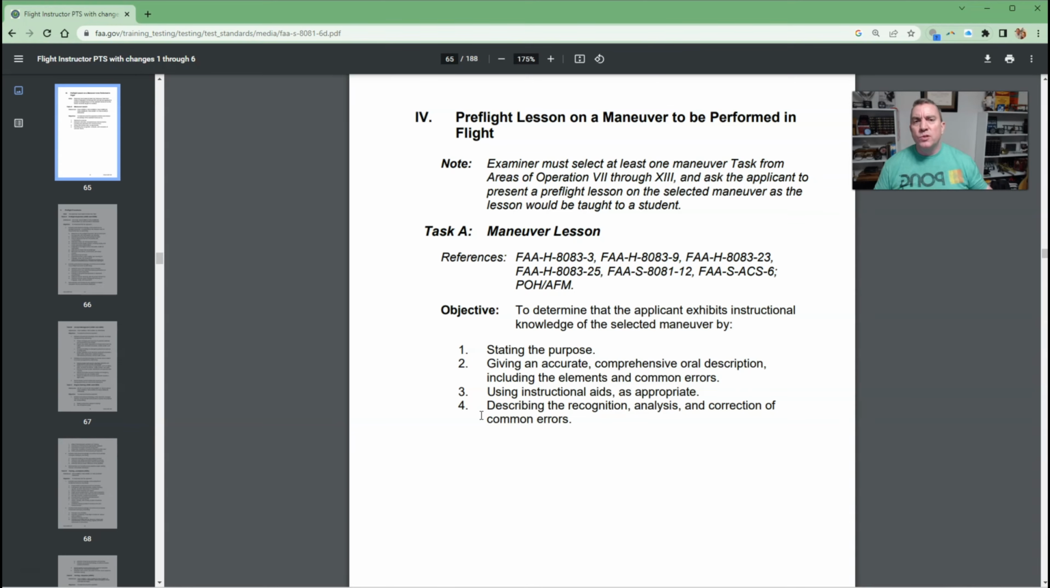So the first words out of your mouth should state the purpose, and that's going to say, okay, today we're going to do slow flight, and the reason why we have to do slow flight is this, and you describe it, and you give your objective statement inside of that first initial conversation. Now, once you do that, you're going to grab your marker and you're going to go up to the board or whiteboard, or you're going to pull out a piece of paper and your pencil.